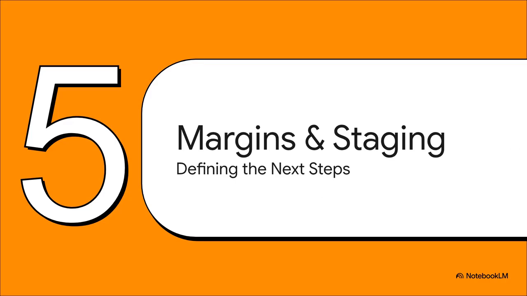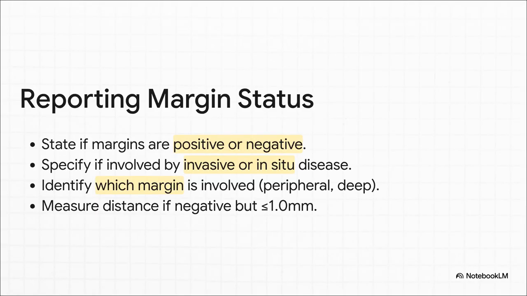Okay, we've been deep in the weeds looking at the tumor itself. Now let's pull back the lens and look at the edges of our specimen. Assessing the margins on a biopsy is all about giving the clinical team what they need for that critical next step, the wider excision. Your report here has to be crystal clear. Think of it as a direct message to the surgeon. Are the margins positive or negative? If they're positive, what are they involved by? Invasive tumor or just in situ disease? And which margin specifically? This info directly informs how big and how urgent that next surgery is going to be.